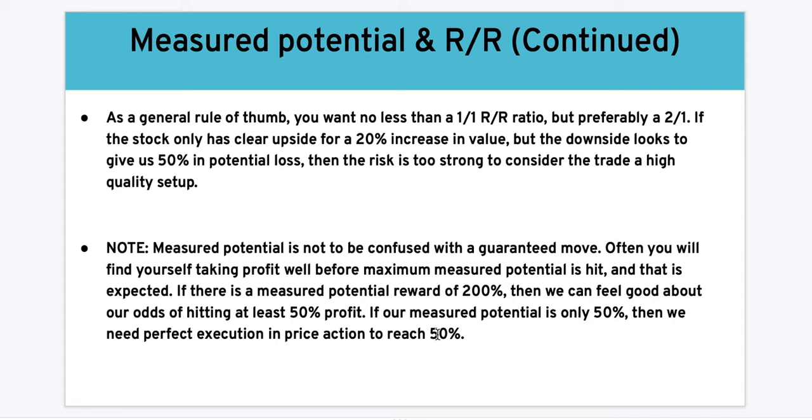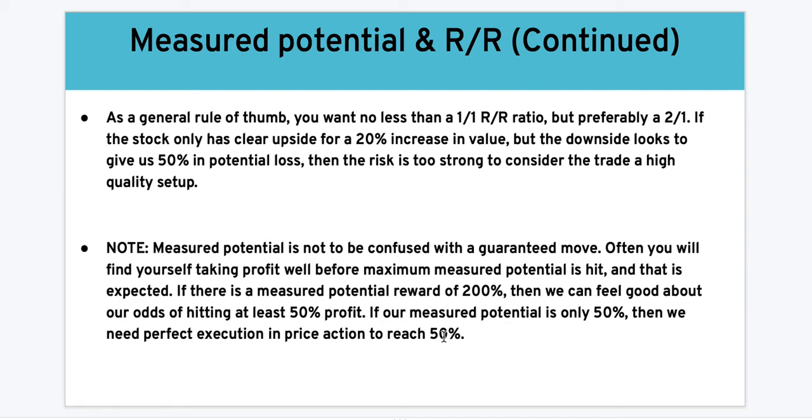Now a very, very important note that I want to discuss with you guys is that measured potential is not to be confused with a guaranteed move, right? We discussed this earlier in the video. Just because the measured potential on Airbnb is 157 does not mean that you should look at that chart and say it has to get to 157, that 157 is a guarantee. That is completely opposite from the truth. Often you will find yourself taking profit well before maximum measured potential is hit. And that's not only okay, that's expected.